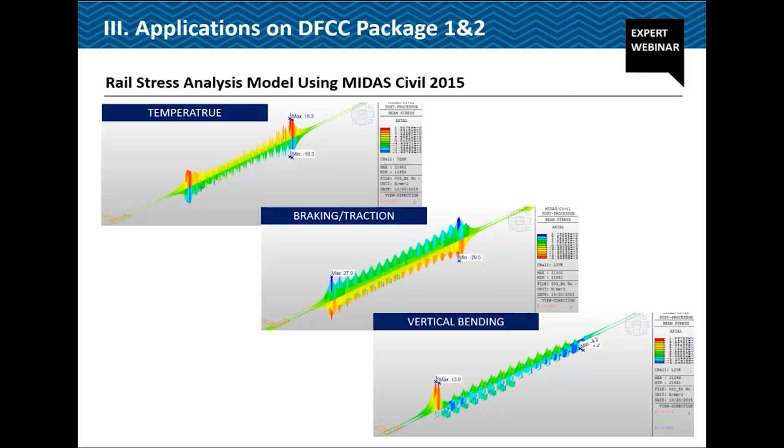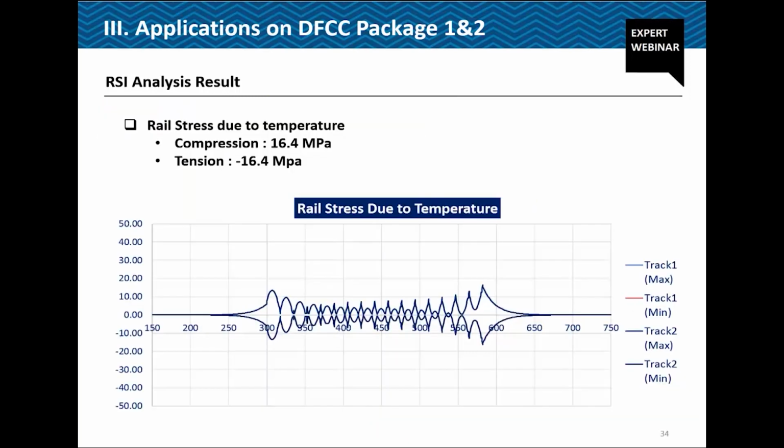So basically, we check the temperature, braking and traction effect, and vertical bending, and check the rail stress due to temperature, how much we are getting, and the braking, how much we are getting, and the vertical loading also, how much. And this is one example, temperature loading, because if this girder gets a 35 degree temperature rising case or temperature falling case, we can get this kind of rail stress. And usually this peak stress comes from the free end to the abutment. So we are getting around 16.4 MPa.